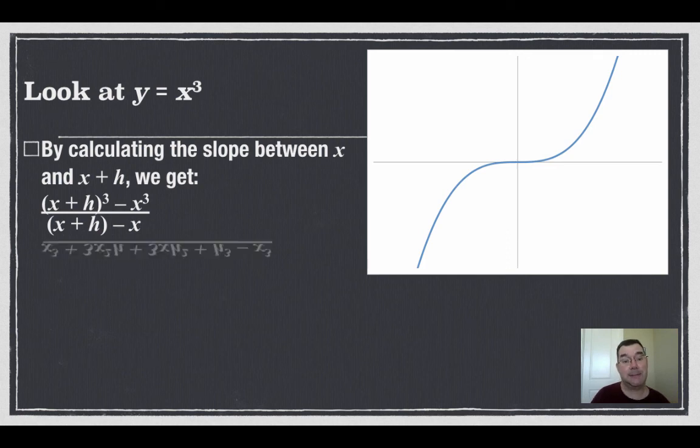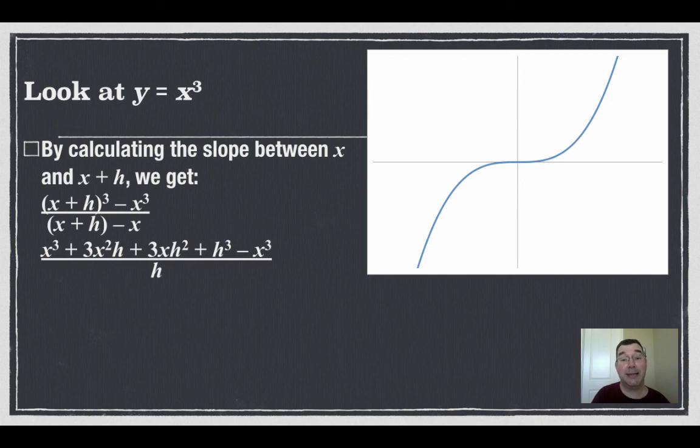Okay, expanding that binomial being cubed properly, I get x cubed plus 3x squared h plus 3xh squared plus h cubed, and then I've got that minus x cubed that was already up there. All of that goes over h, because remember the x's subtract out on the bottom.